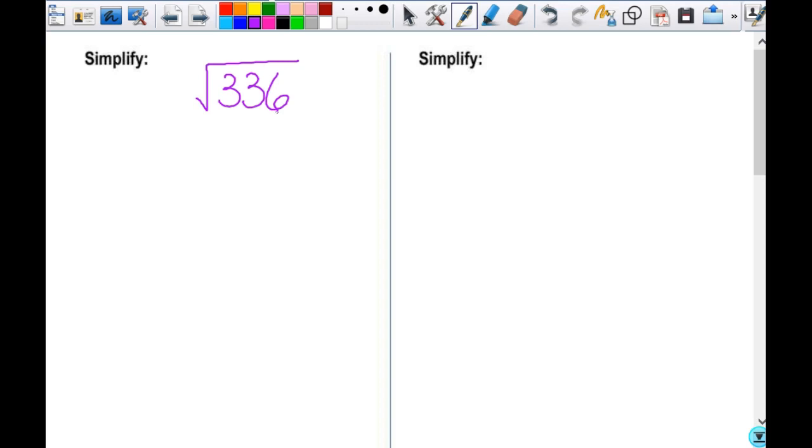Raise your hand if you do not know how to just look at a number and know if it's divisible by 3.